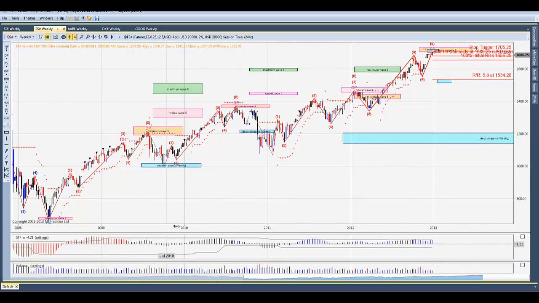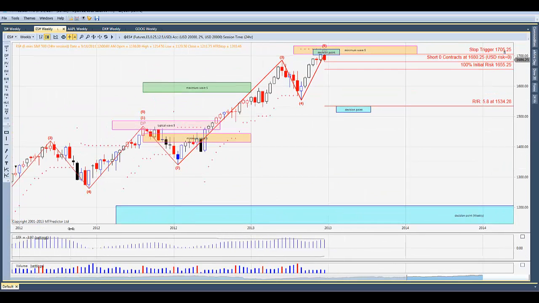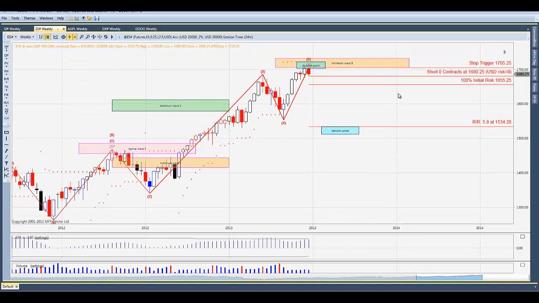All right, so here we are. Here's our current pattern. And so again, we want to watch this area because we're in the minimum wave 5, so we certainly could correct here. And we did end the week with a red sellers candle telling us the sellers were overcoming the buyers last week. So 1680.25 would take that short with a target there at 1534 and change.